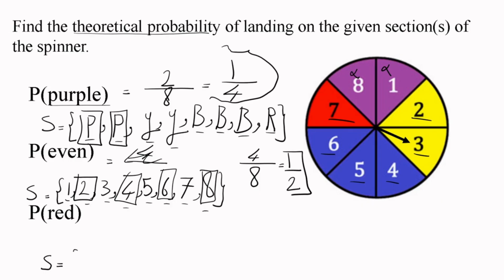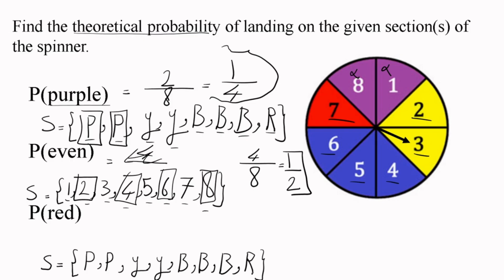Red. What do I have? I have 2 purples, P, 2 yellows, Y, 3 blues, B, and 1 red. Which one is the favorable outcome when we got red? So how many favorable outcomes do I have? 1. And how many possible outcomes do I have? 1, 2, 3, 4, 5, 6, 7, 8. It's gonna be 1/8. This is the probability of getting red.